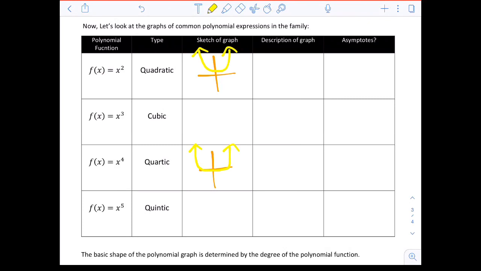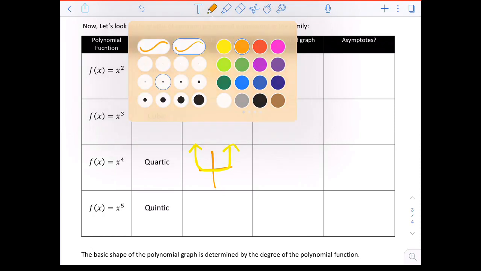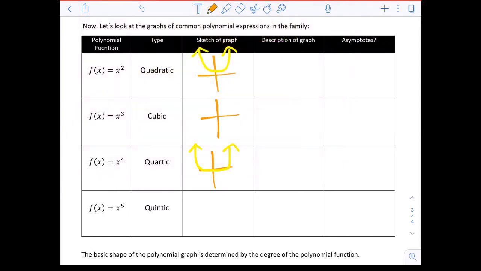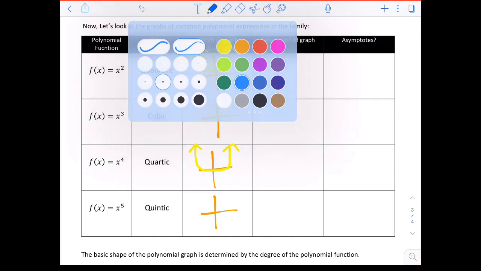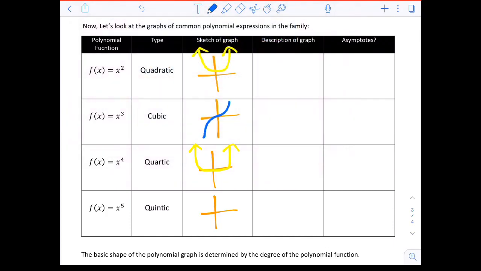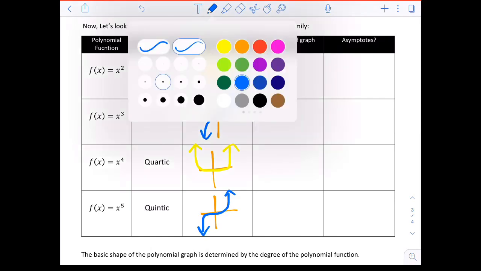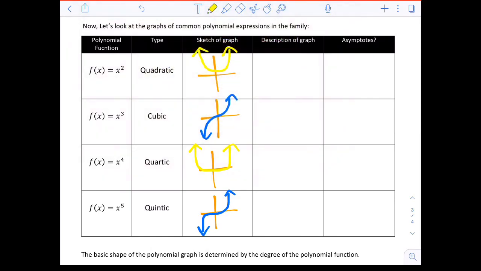Whereas a cubic function is going to have end behavior at opposite sides. And the higher degree will be flatter around the origin as well. So this one here might look something like this. And x to the power of 5 might come up but be flatter around the origin, then take off. So the description of the graphs of our even functions would be a U-shape.